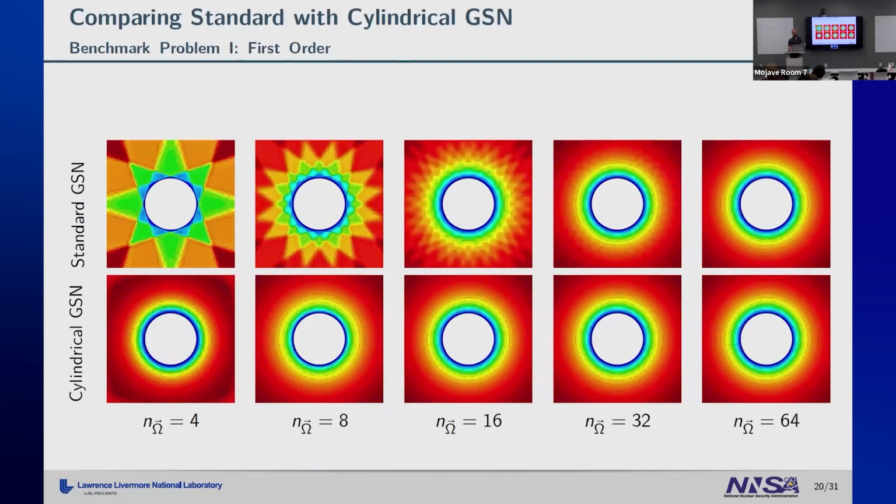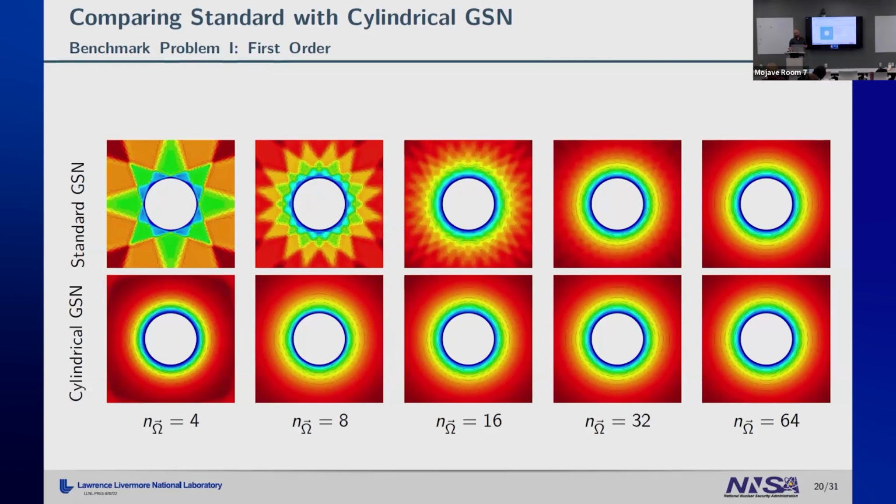Now if we compare this standard GSM with a cylindrical GSM, this n omega is the resolution that we use for the angles, how much resolution we use for describing the direction of the particles. We see that even at extremely low resolution, with 4 finite elements to describe the sphere, we get a very good spherically symmetric solution. And as we increase, the solution gets better. We see that at 4 we get slightly unstable in the corners, but nonetheless it's far better than what we observe when we use a standard coordinate system.